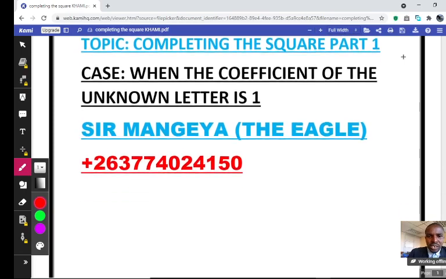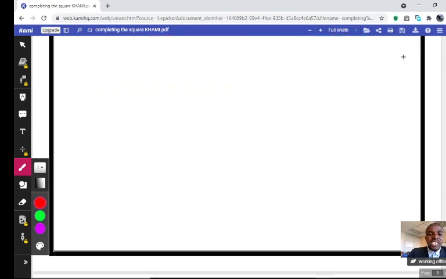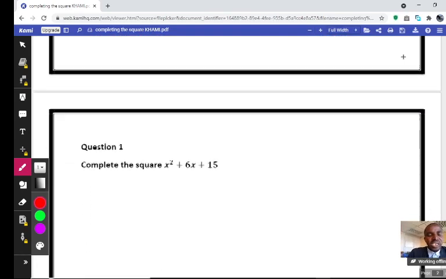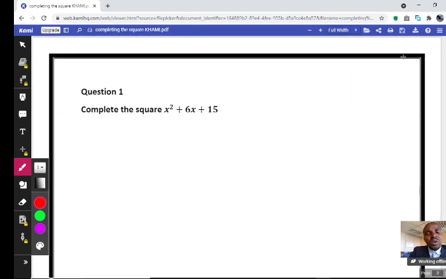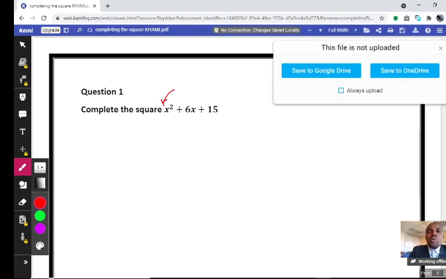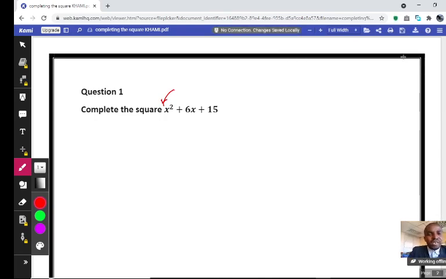Right, so let's deal with this first case, given that the coefficient of the unknown letter is 1. Like here in this case, for example, on question number 1, the coefficient of x squared is 1. The coefficient of x is 6. Then this one, 15, is called a constant. A constant is a term that is independent of the unknown. So the coefficient here is the one that matters. It's 1. It can be more than 1, but in this case, I'm working it as 1.